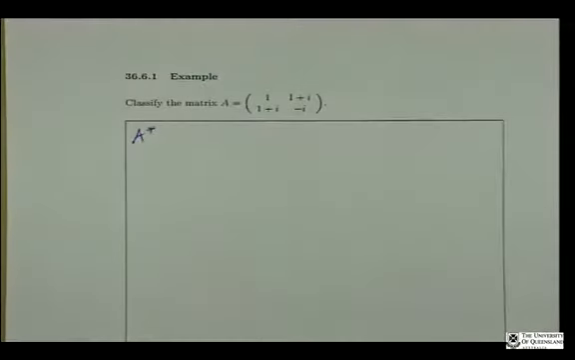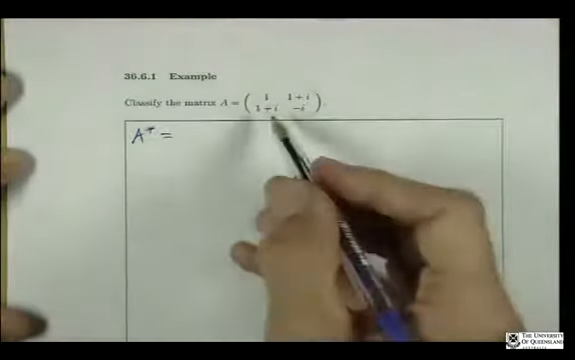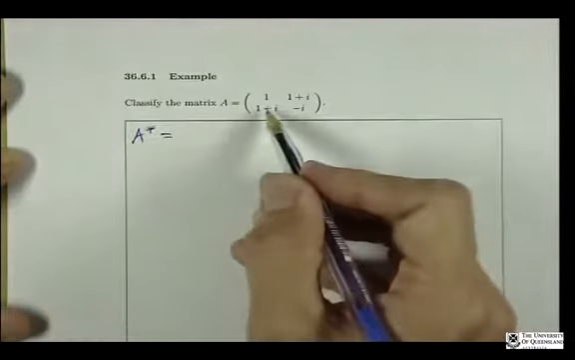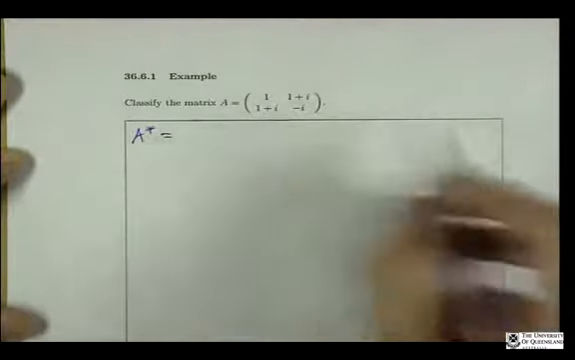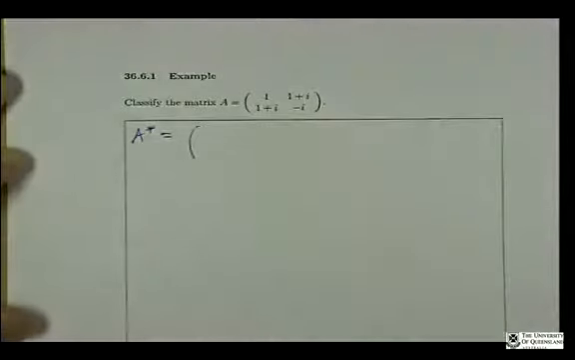So, what if I take the conjugate transpose of this matrix? In other words, if I take the complex conjugates of all the entries and then take the transpose.